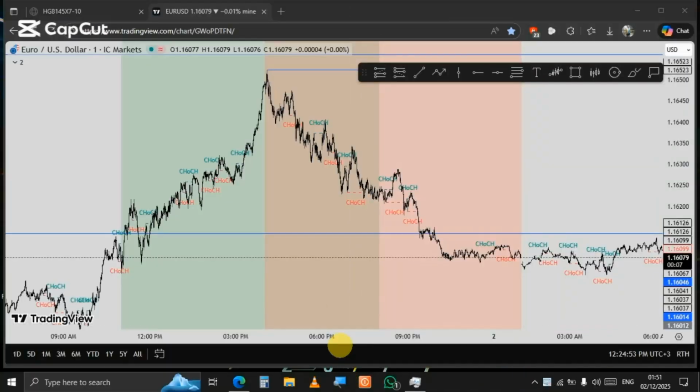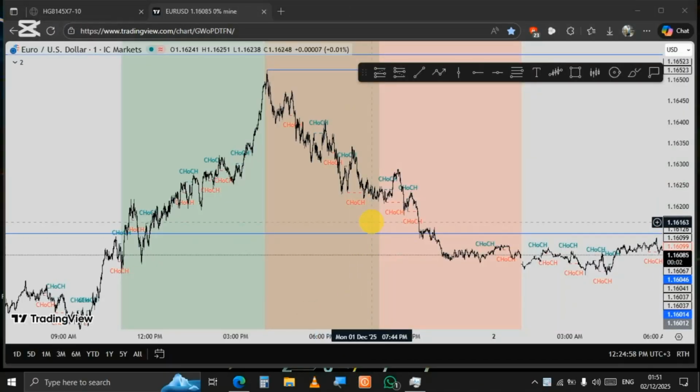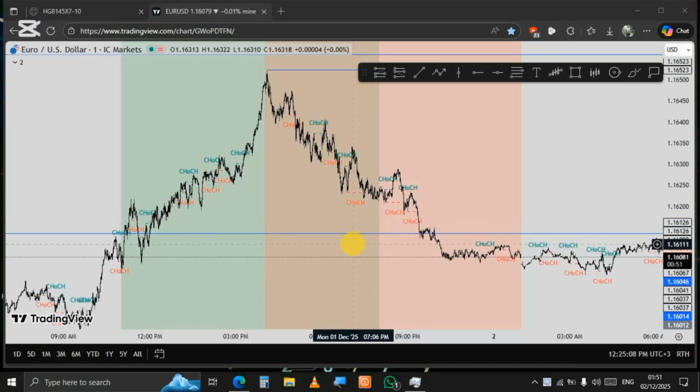First questions first. Where is the high of the day? Where is the low of the day? Where is the high of London? Where is the low of London? Where is the high of yesterday? Where is the low of yesterday? Where is the high of the month? Where is the low of the month? You only trade the New York session.